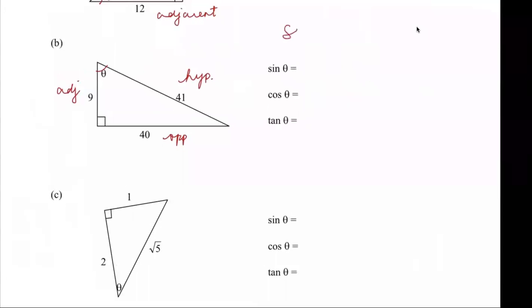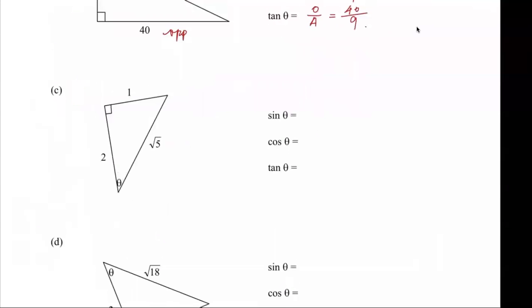So sine theta is equal to O over H, which is equal to 40 over 41. Cosine theta is equal to A over H, which is equal to 9 over 41. Tangent theta is equal to O over A, which is equal to 40 over 9. That's part B.